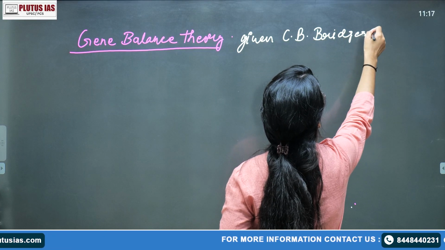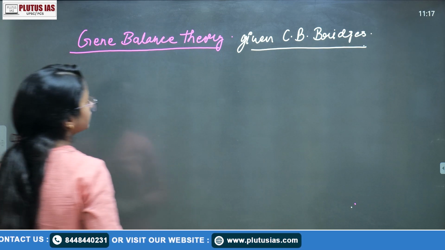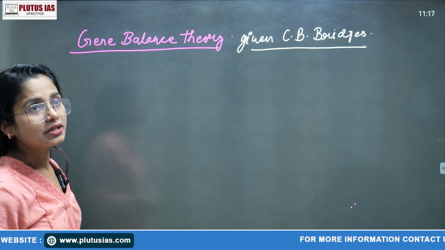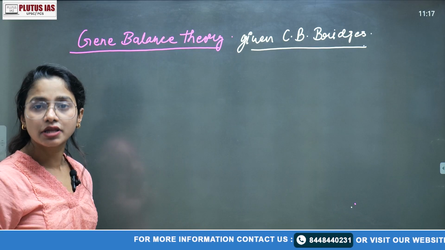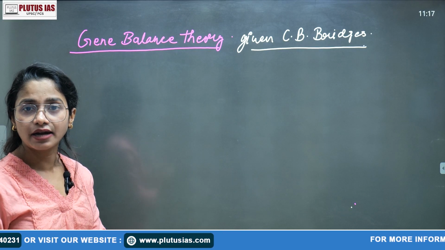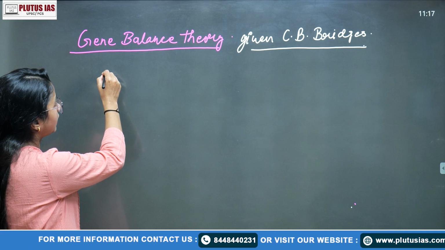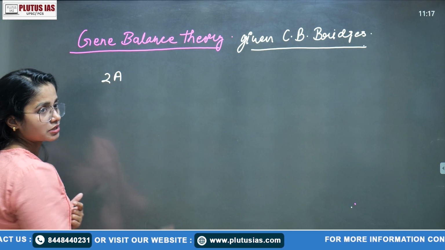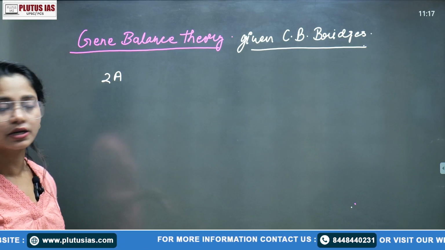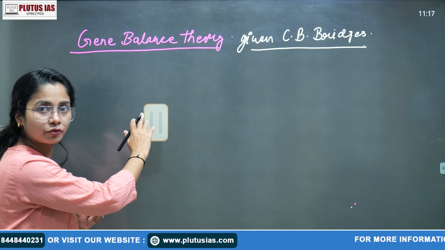C.B. Bridges. What did he say? C.B. Bridges actually said that to determine the sex in Drosophila, it is not only about the sex chromosome, but the balance between the autosomes and the sex chromosome. Drosophila is a diploid organism. Suppose we have 40 pairs of chromosomes.